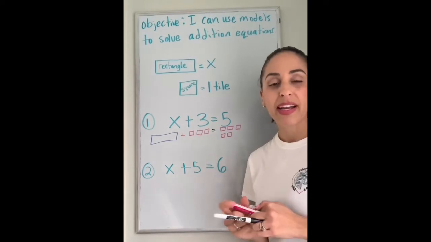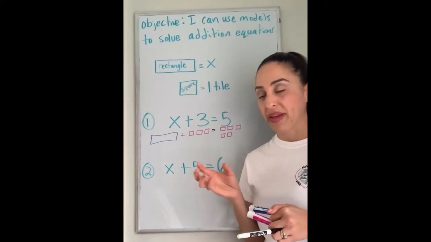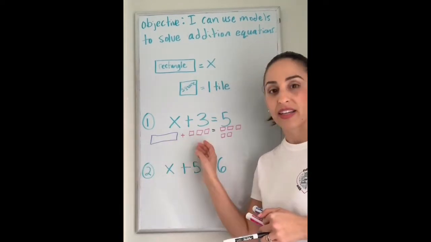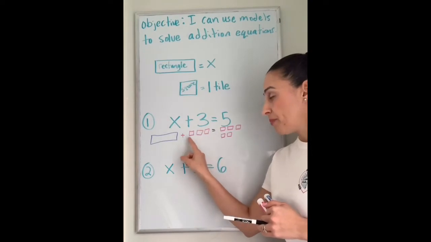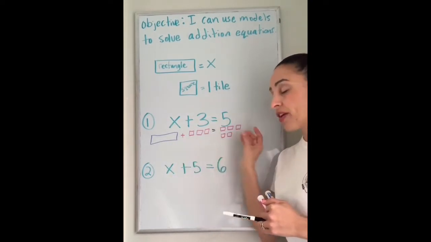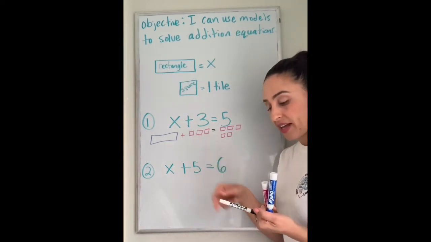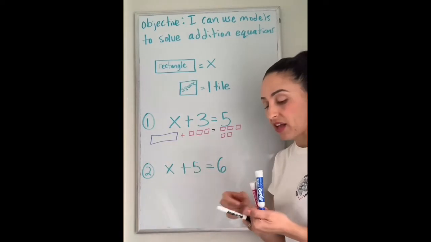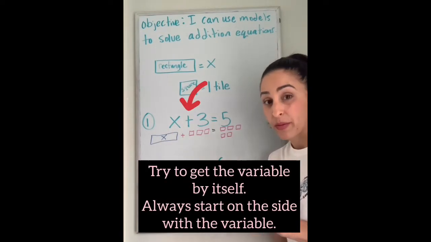Now remember that an equation shows you an equal sign. That means that whatever is on this side of the equal sign is the same as whatever is on this side of the equal sign. So 3 plus something, I don't know, is supposed to be the same as 5. So if I look at this picture and I take away 3 from this side, so I can get X by itself. Remember this rectangle is X. I don't know what that is. I don't know what number, mystery number it is.